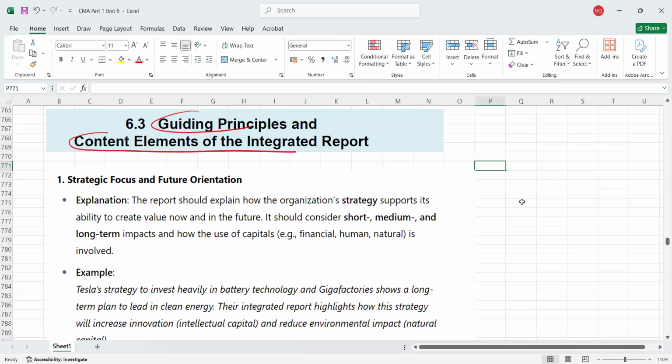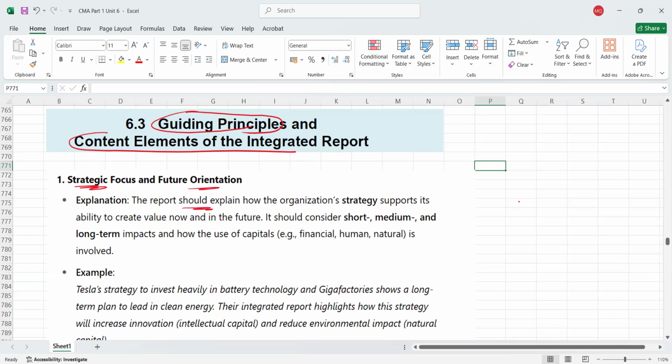Okay, guiding principle means, guys, here they are trying to provide you the guidelines about integrated reporting. It's just a general guideline which we need to think about. So the first guiding principle is strategic focus and future orientation. So here the explanation is given.